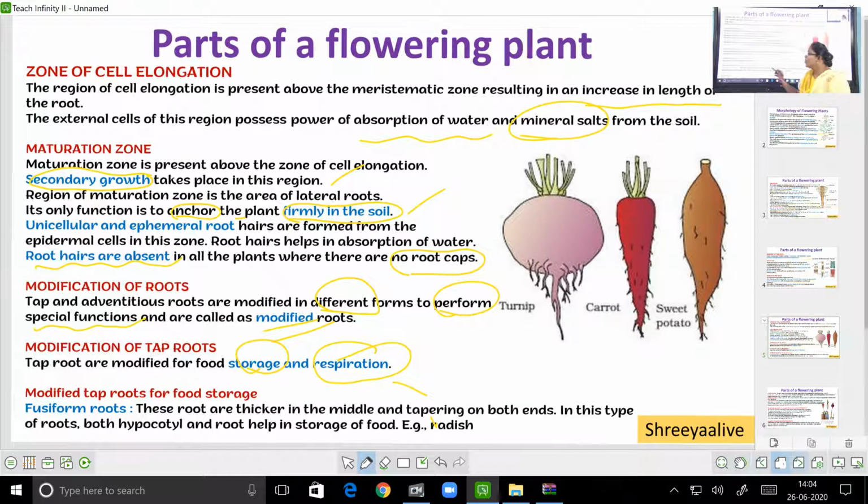Fusiform roots. These are the roots which are thicker only in the middle, but tapering on both the ends. This type of root is called a fusiform root, where we can see that the hypocotyl and the root help in the storage of food. Example, radish. Okay, fusiform.